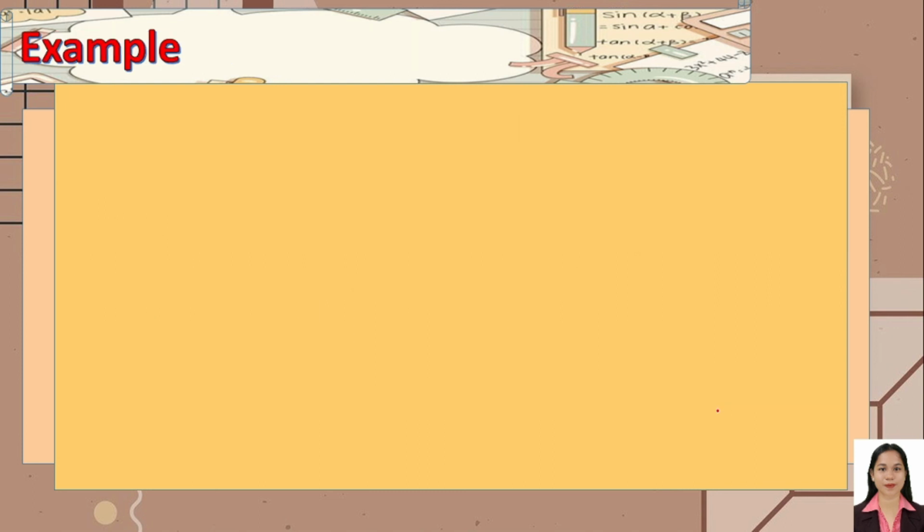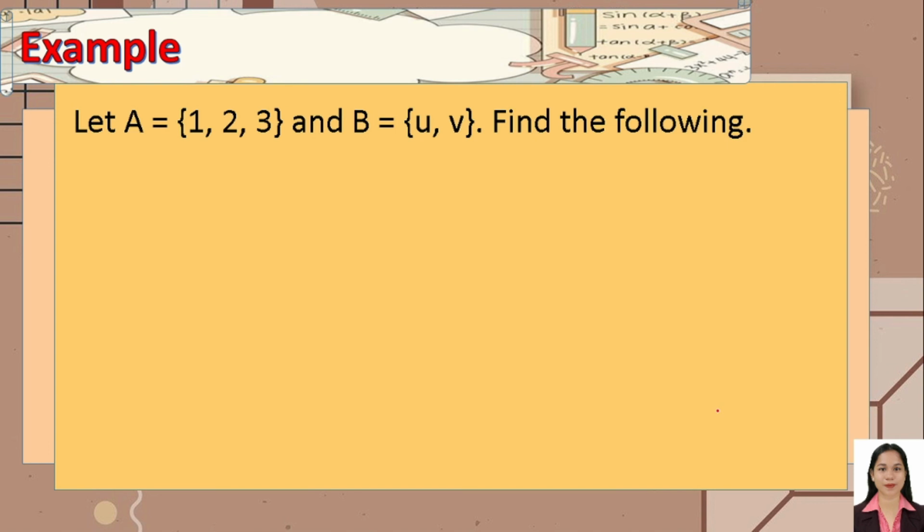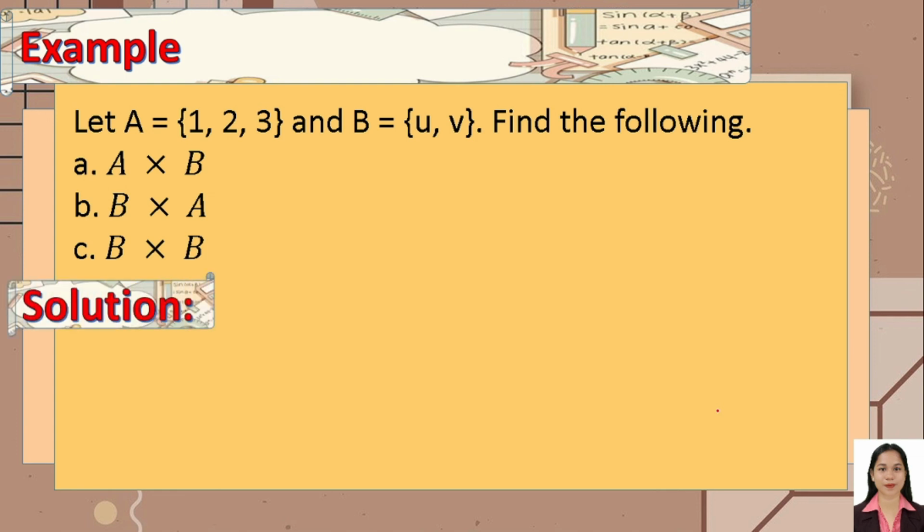Example. So let A is equal to {1, 2, 3} and B is equal to {u, v}. Find the following. Letter A, A cross B. Letter B, B cross A. Letter C, B cross B. Okay, cross po yung pagbasa niya. Okay, solution.